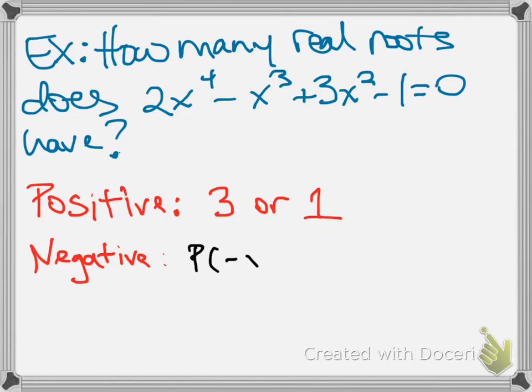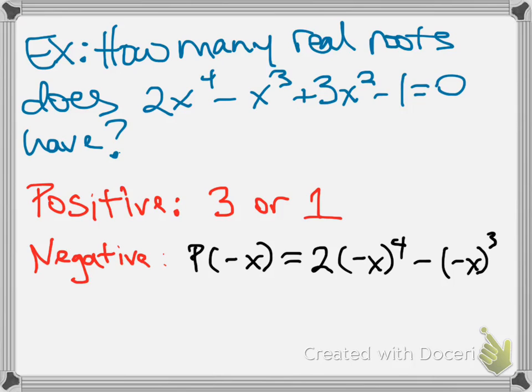Now to do that, we need to evaluate our polynomial for negative values of x. So I'm going to plug negative x in to the polynomial each place that I see the variable. Sorry, this has to go on multiple lines. And then we need to simplify this.